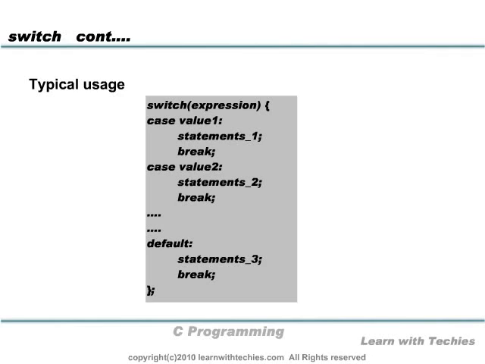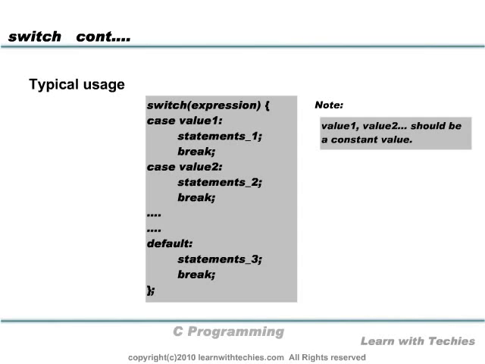The typical syntax to use the switch statement is shown here. The switch statement helps us to test the value of the expression and checks whether it matches one of the constant values used in the case statement. If the expression matches any of the case statement, then it will branch to it. If there is no match, then it will branch to the default case. Important point to always remember is, the values used for matching in case statement should be a constant value.